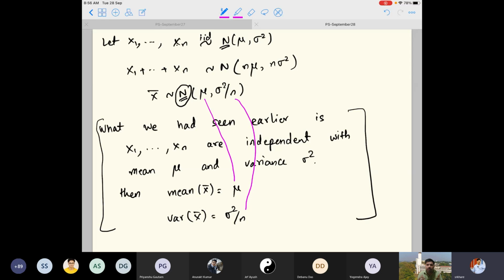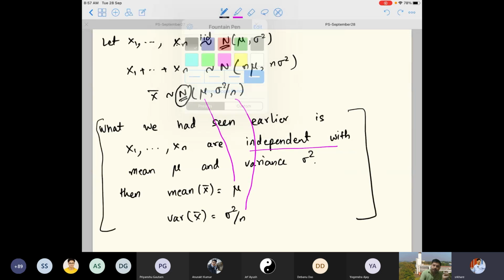But do you understand the difference? If you have x1, x2, ..., xn IID normal(mu, sigma square), then x bar will have a normal density with mean mu and variance sigma square by n. If you do not have normality, but you only have the condition that x1, x2, ..., xn are independent with mean mu and variance sigma square, then the mean of x bar is mu and the variance of x bar is sigma square by n. That is the most general result that we have proved. In particular, if they are IID normal(mu, sigma square), then x bar also follows a normal distribution.